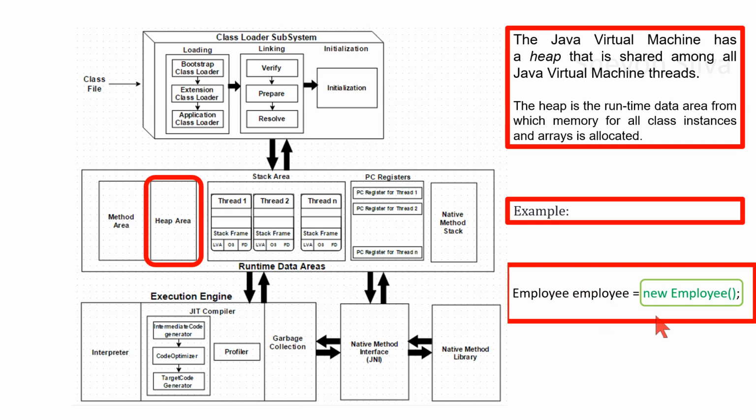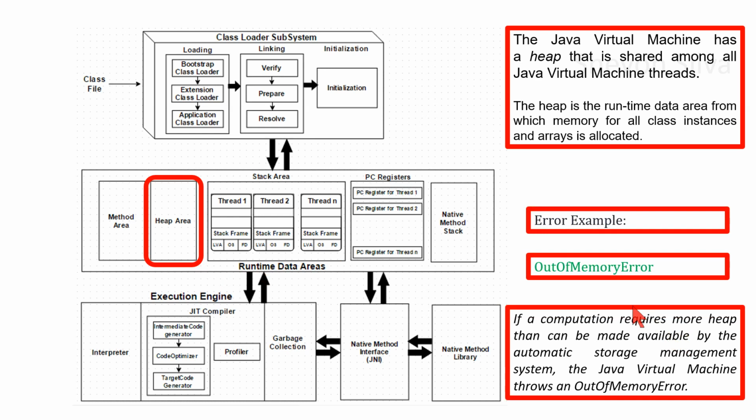In this example, the instance of employee is loaded into heap area. Here, if a computation requires more heap than can be made available by the automatic storage management system, the Java virtual machine throws an out of memory error.